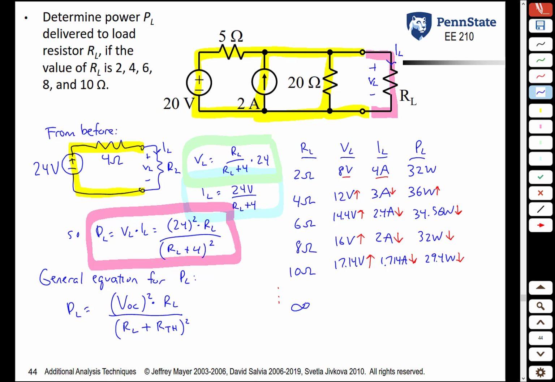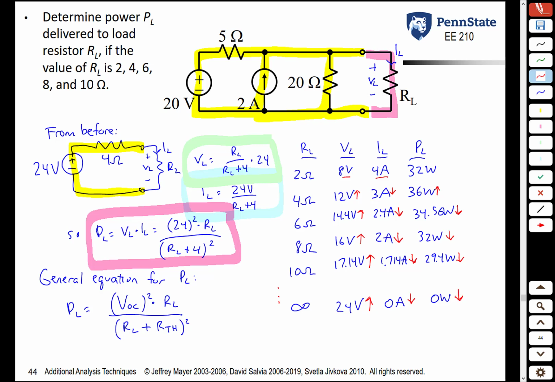In fact, if we continue this all the way to a very, very large infinite resistance, that would be an open circuit condition. What's the load voltage now? Well, by definition, VL, if the load is an open circuit, is VOC, which is going to be 24 volts. That's going to be the maximum that the voltage is going to be. Of course, when you have 24 volts across it, because it's an open circuit, what's the current through it? It's going to be 0 amps. And so the power absorbed is 0 watts, which obviously is much lower than what it was before.